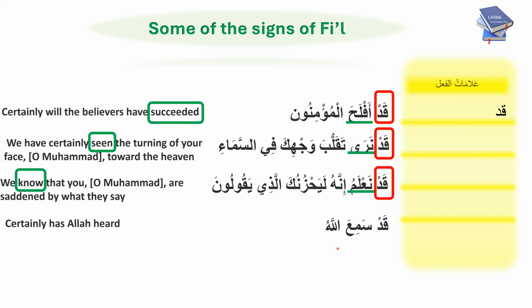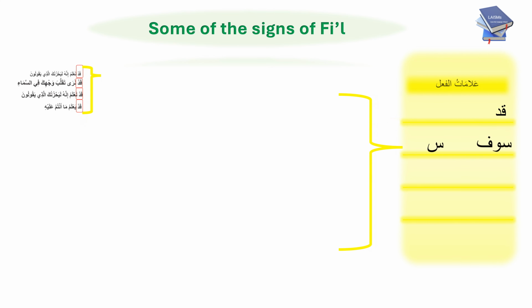قد سمع الله قول التي تجادلك. قد سمع الله. Certainly has Allah heard. سمع, قد. That means this word is a verb. The equivalent will be heard. The second sign is سوف and the third is سين. Again, let's see some examples from the Quran, the Kalamullah.